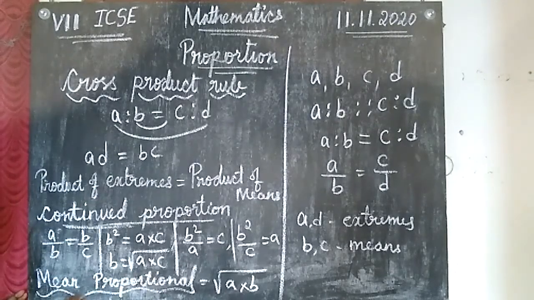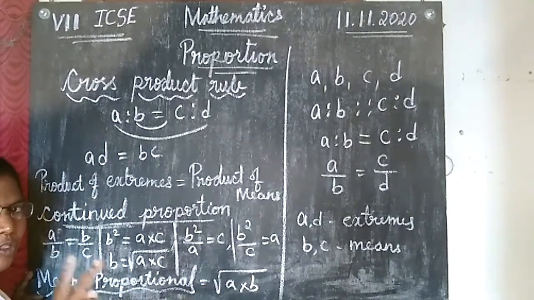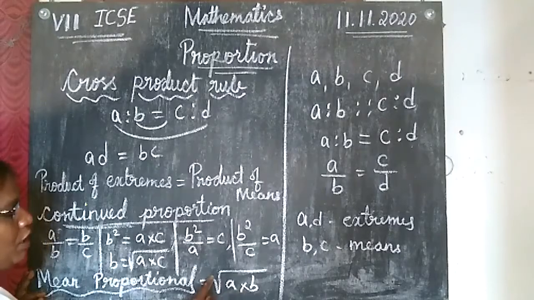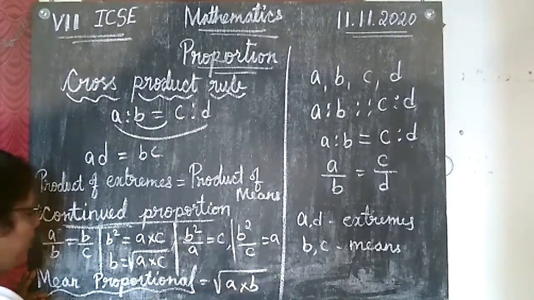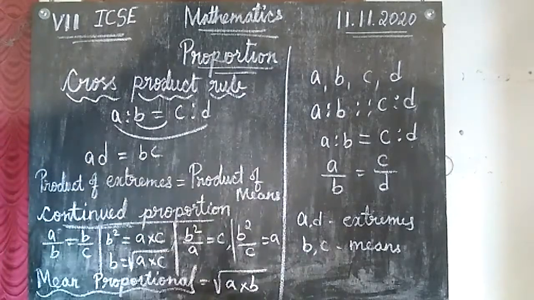How to find out the mean proportional? Mean proportional means the root of a b. Here, only 2 terms we will be having, a and b. So we have to take the root of a b. That is called the mean proportional. Understood, children? We'll move on to the exercise now.